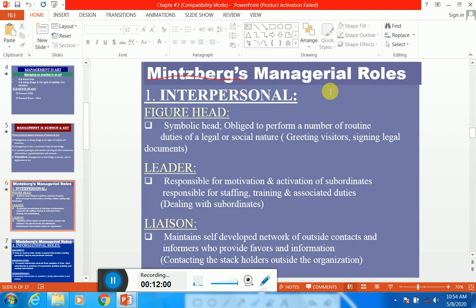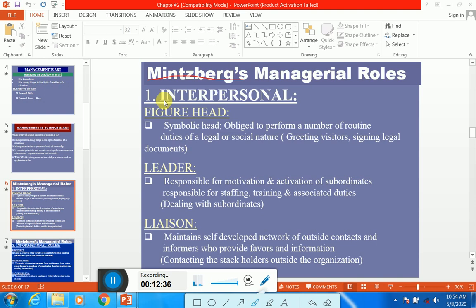Mintzberg introduced 3 roles. One is known as interpersonal role, second is known as decisional role, and the last is known as informational role. Now let's start from the first. First, Mintzberg introduced the role that is known as interpersonal role. What is interpersonal? If you notice the word, let me first highlight it so you get the idea. Clear?